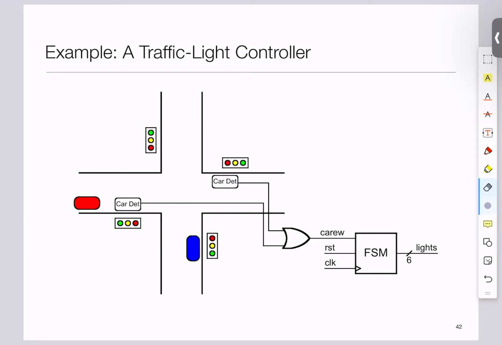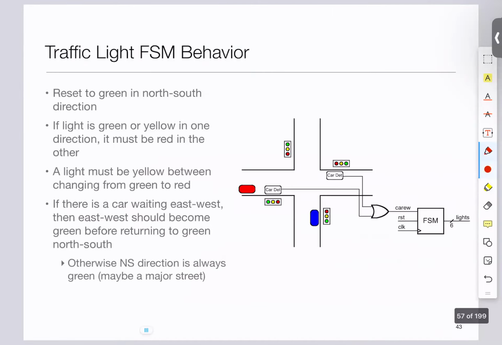And I have 6 traffic lights, right? The traffic lights in the vertical direction would be the same, and the left-right direction would be the same. So there are really 6 traffic lights we're controlling. So let's say the goal is I want to design a system which will control these traffic lights. And we are given some requirements out here, and we'll see how to walk through.